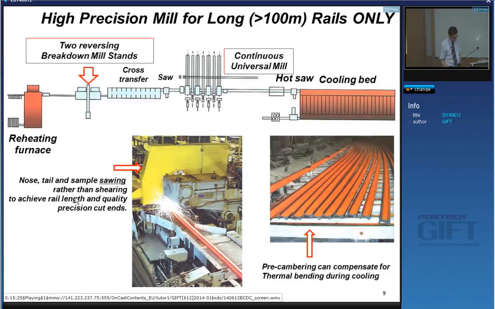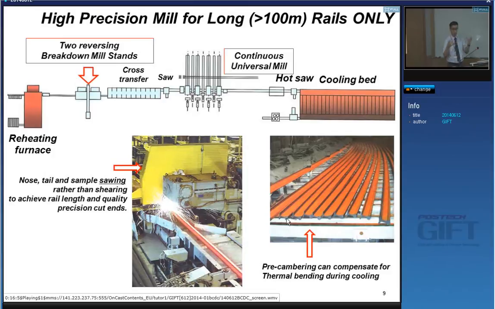When you see these very long rails on the cooling bed, they're not straight. Actually, they're extremely crooked. And the reason is because of the section of the rail, they don't cool at the same rate. And you know that when you go to the phase transformation, there is a lot of expansion from austenite to ferrite. So as a consequence, on very long pieces like rails, this gives rise to considerable distortion.